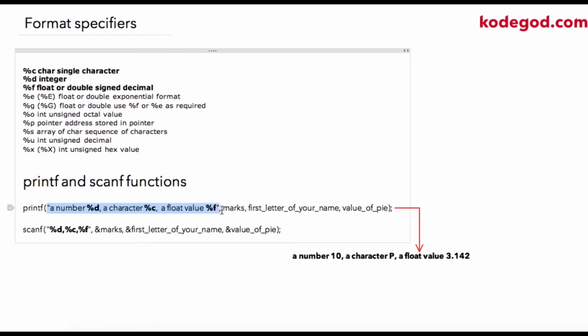Then I'm writing a comma to add another parameter. My next parameter is marks, then again a comma. This is my next variable, and again after a comma, another variable.